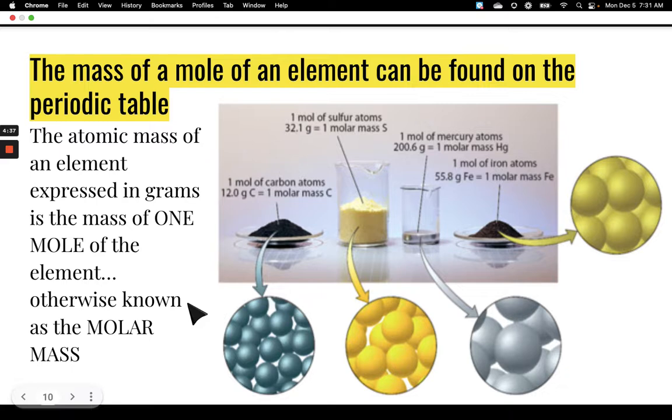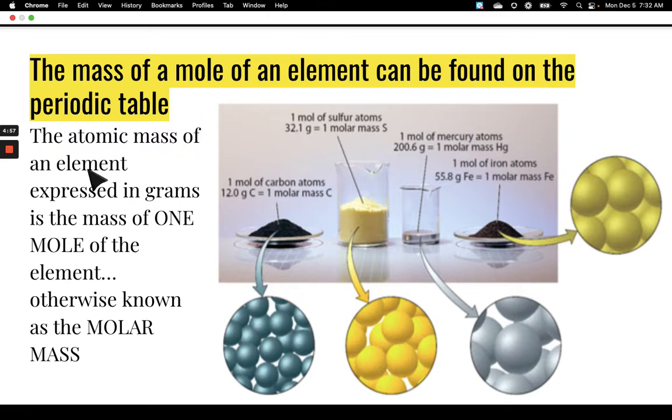All right, now we're going to talk about the mass. Now this is really convenient because we don't want to go around counting particles. That's really hard, and that's the whole point of a mole. You don't want to have to count out a mole of particles. You want to be able to figure out a shortcut to just being sure you have that number of particles. So the mass of a mole of any element can be found on the periodic table.